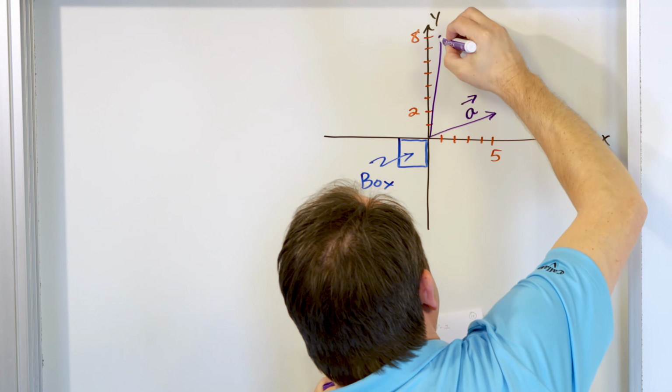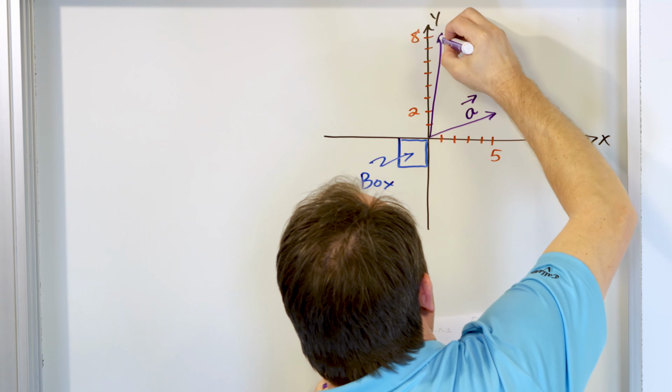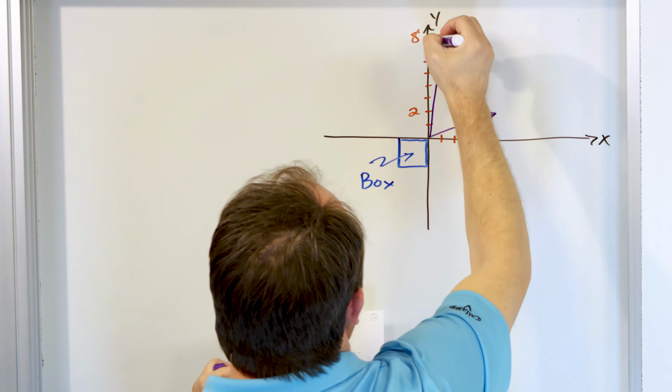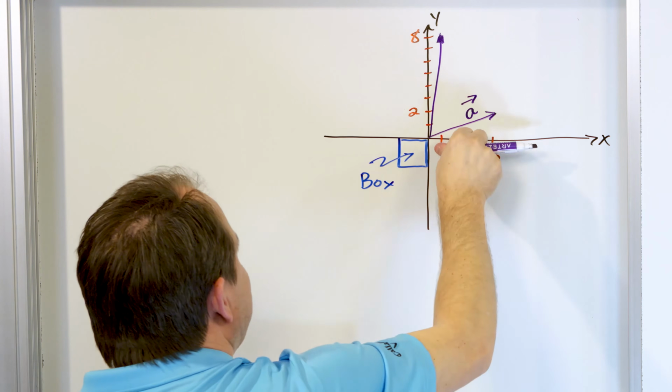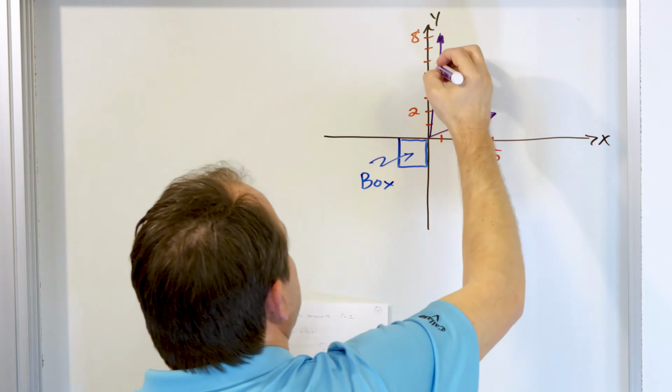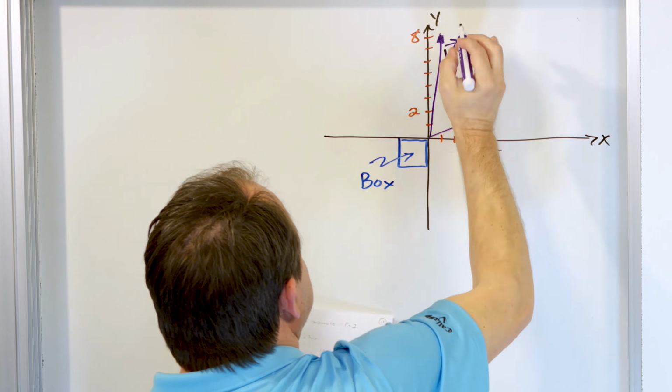Please forgive me. It's not going to be perfect. That's not perfect, but you get the idea. It's a straight line going up there to 1, 8 right there. So my question to you is, this is the real situation, and this is vector B, like this.